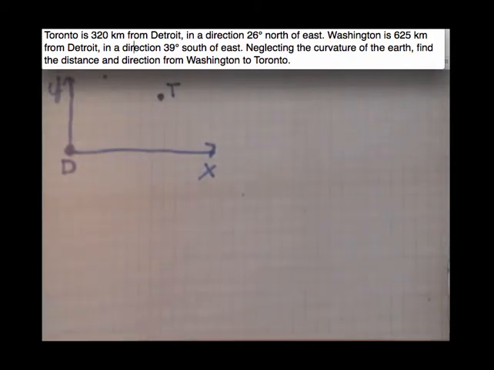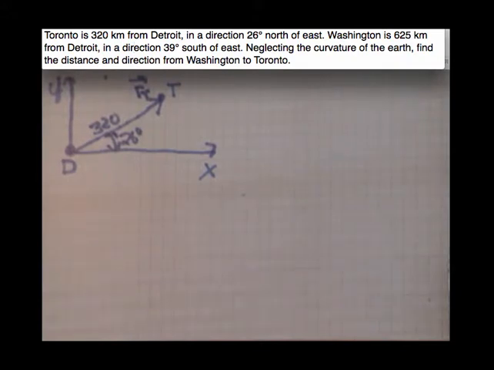And I can represent the location of Toronto as a position vector. So I'm going to draw an arrow from Detroit towards Toronto, and I'm going to label that vector R sub t, and that stands for the position of Toronto measured relative to Detroit. The length of my vector, we're told, is 320 kilometers, and the angle that this vector makes with the horizontal axis is 26 degrees, because we're told that Toronto is 26 degrees north of east.